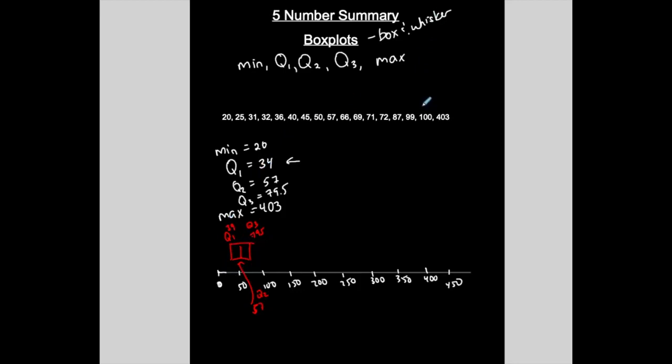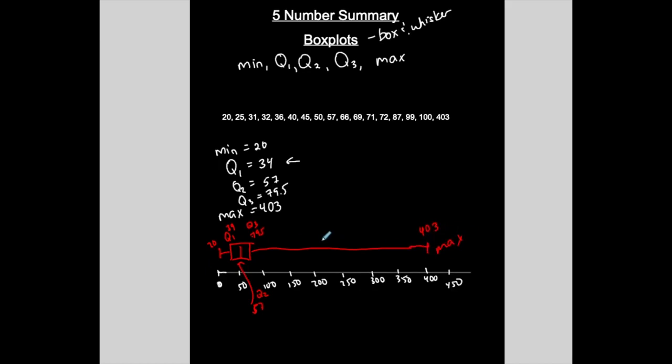The whiskers go to the minimum, which is 20. So this is my whisker, it goes here to 20, which is my min. And the maximum is my other whisker. So my other whisker for my box and whisker plot goes all the way, this is closer, to my maximum, which is 403. So this is my box plot for this particular set of data.